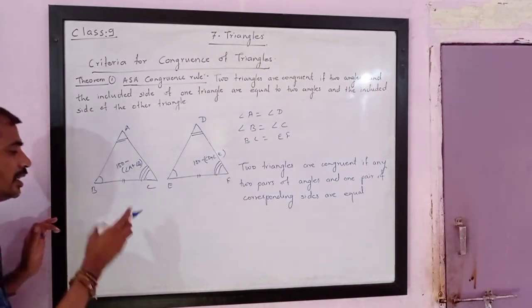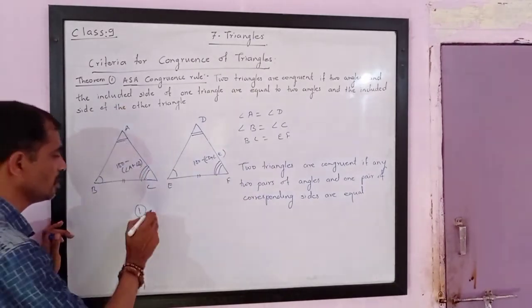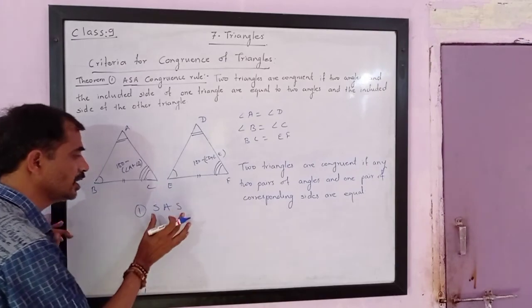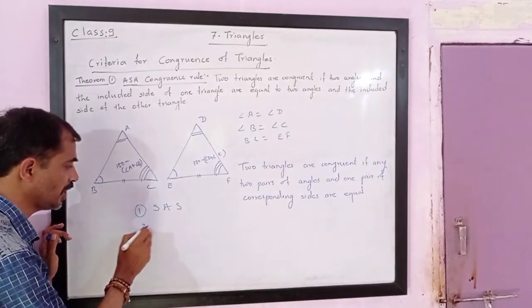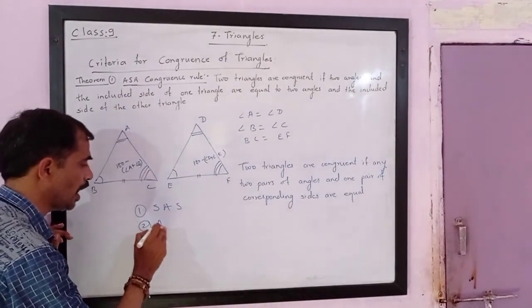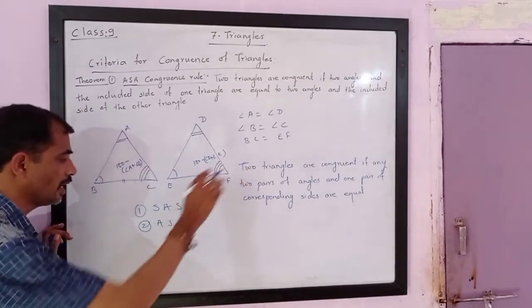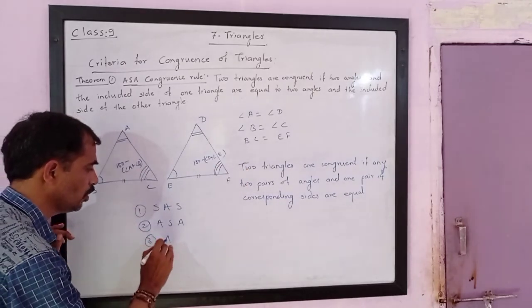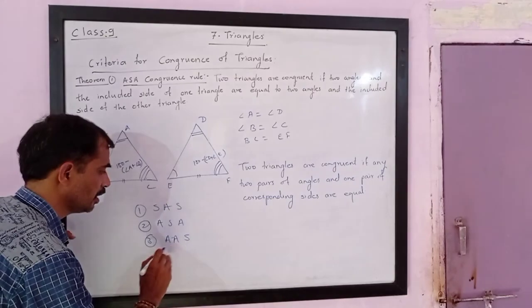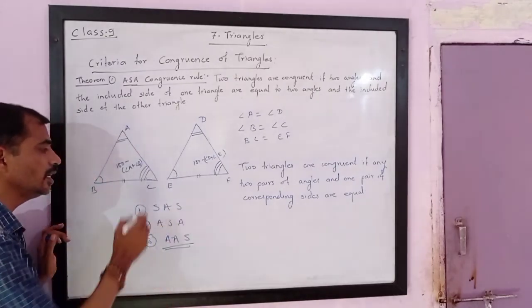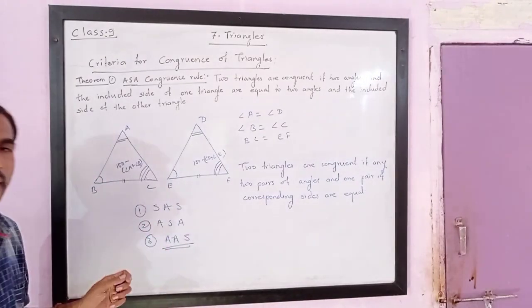We have already studied three rules now. First was SAS, that is two sides and the included angle. Second was this, two angles and the included side. And third is any two angles and a side. So we have studied three criteria for the two triangles to be congruent.